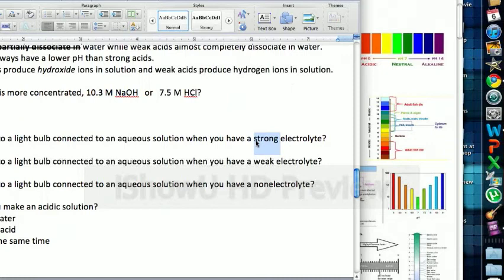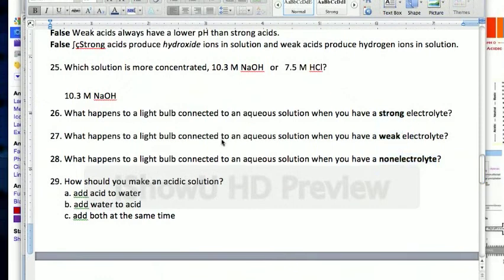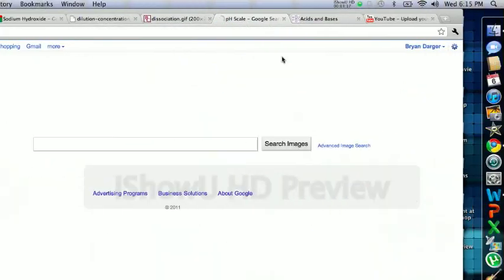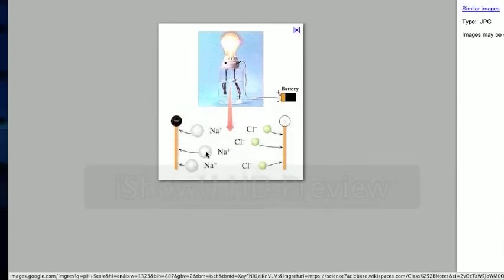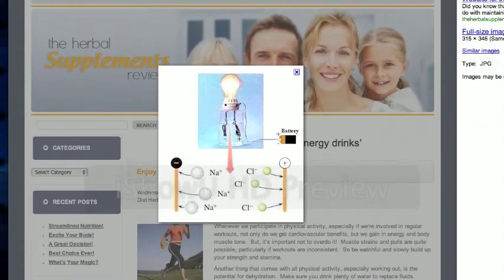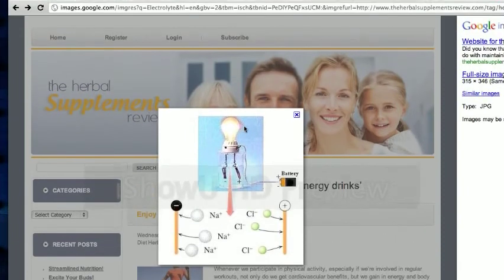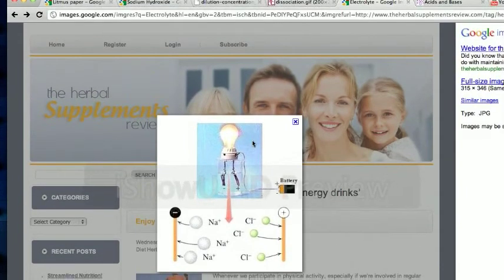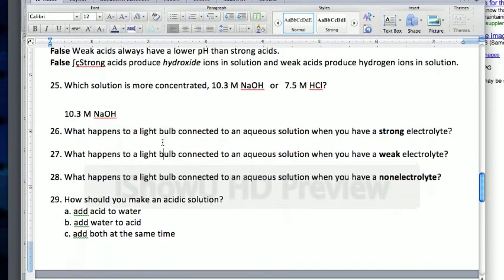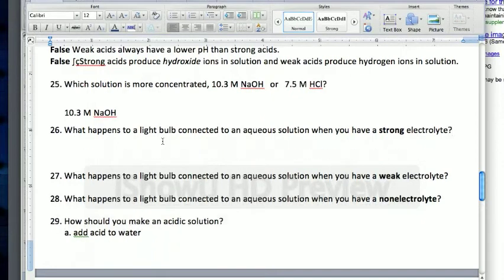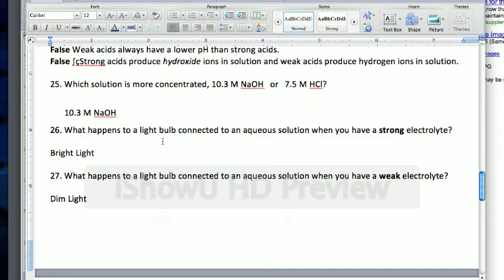Now we've got strong, weak, and non-electrolytes, and it's asking what happens to a light bulb connected to those things. An electrolyte is anything where it dissociates in solution and allows electrical current to flow. So in a strong electrolyte that completely dissociates, like salt, you'll get a bright light bulb. A weak electrolyte would give you a dimmer glowing light bulb, and a non-electrolyte does not conduct electricity. So this would give us a bright light, this would give us a dim light, and that would give you no light.